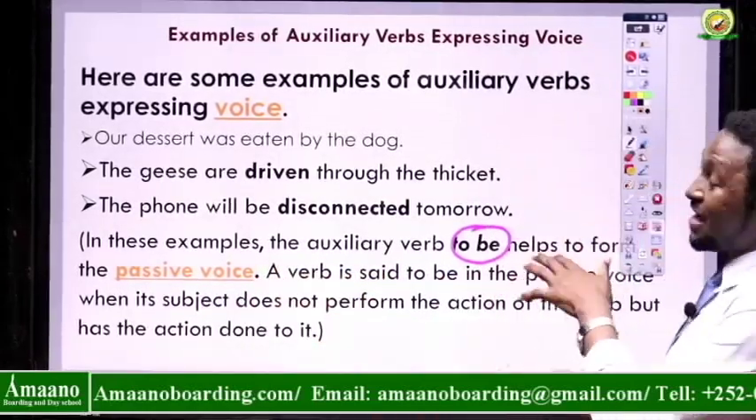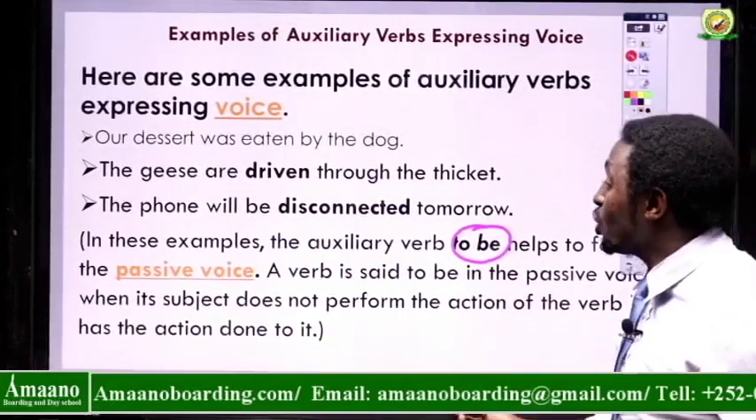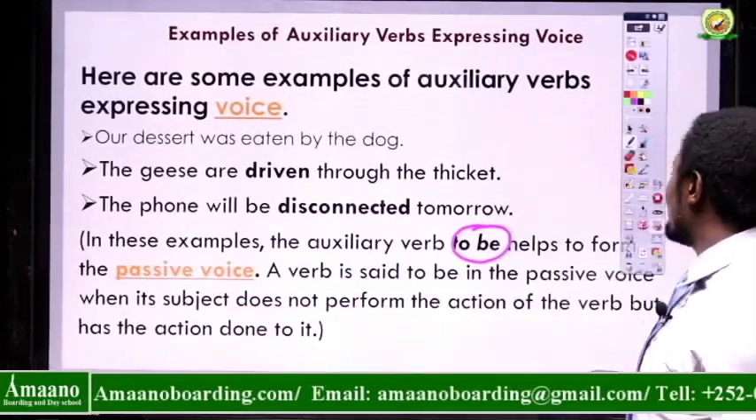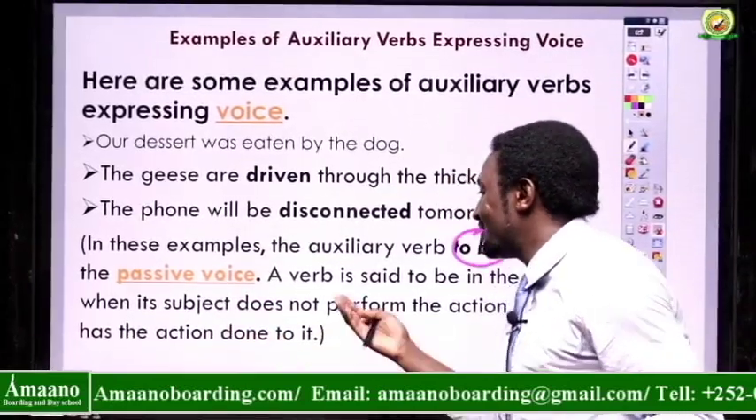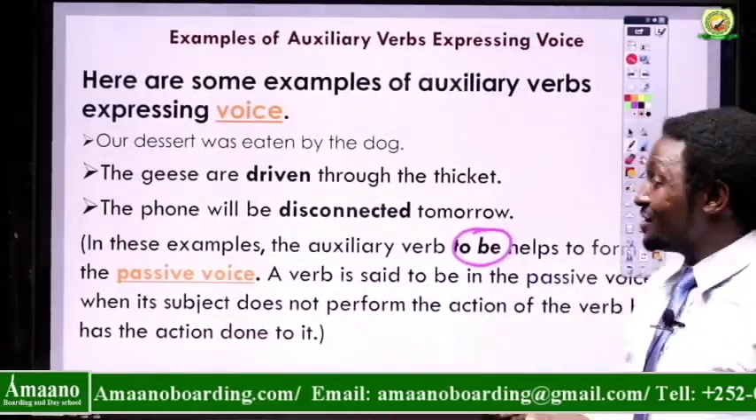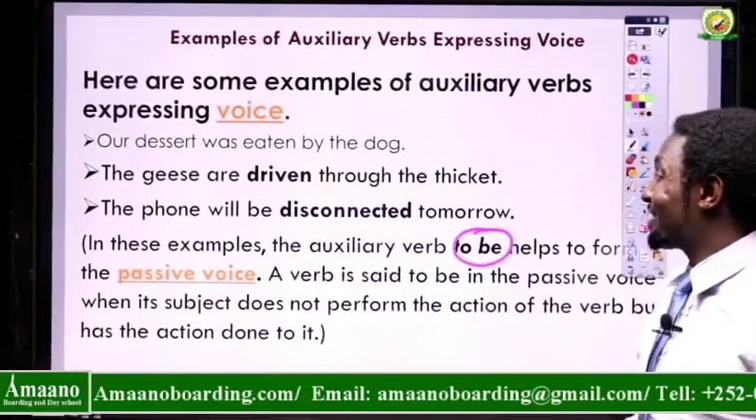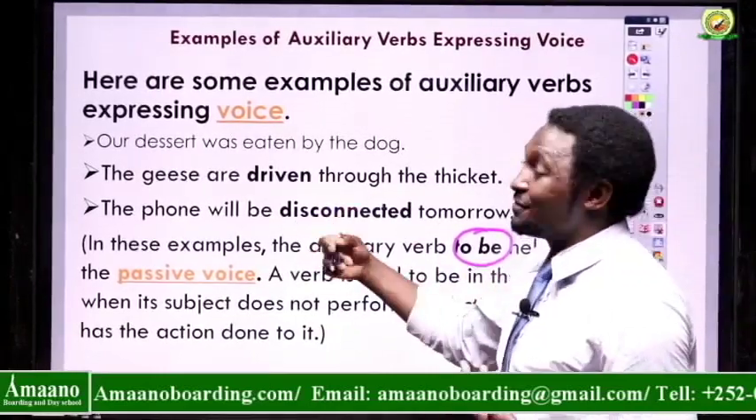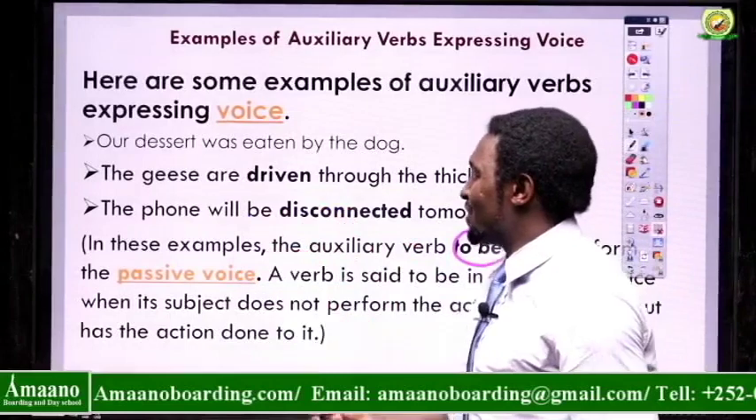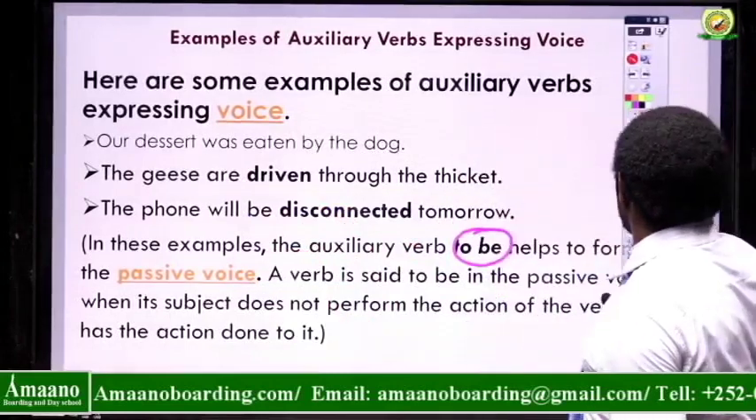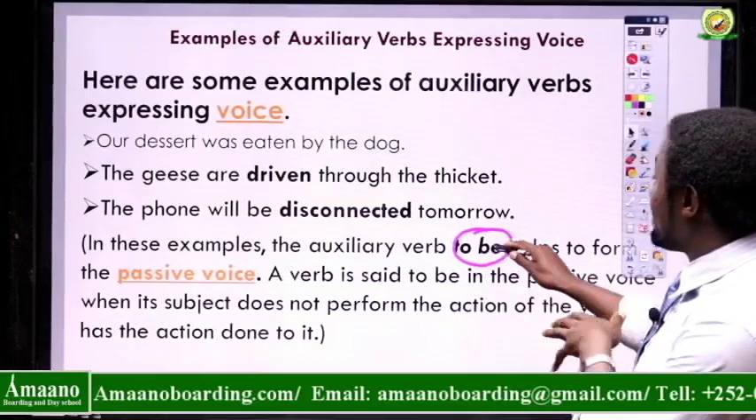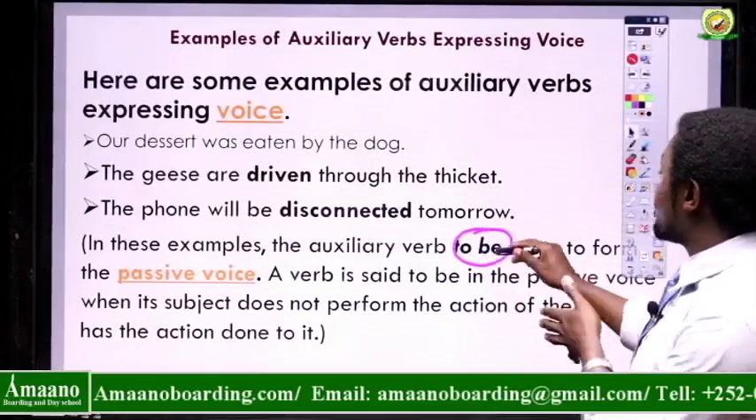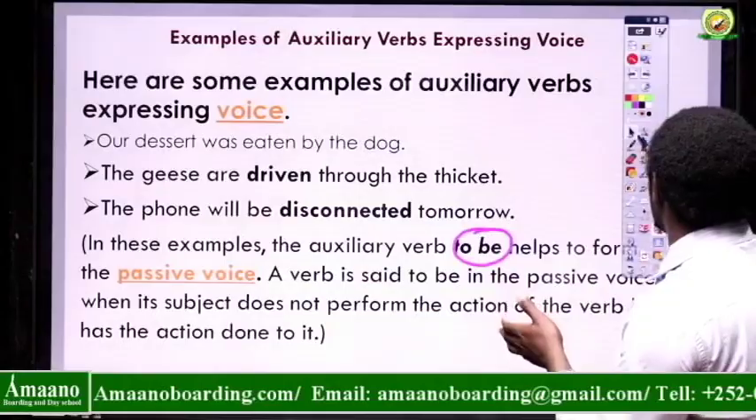All these sentences are in passive voice because the subject does not perform the action of the verb but has the action done to it. So we have done passive voice before, so you understand. You don't begin passive voice with the subject, you begin with the object. So those are the verbs to be. The auxiliary verbs to be are used to express passive voice.